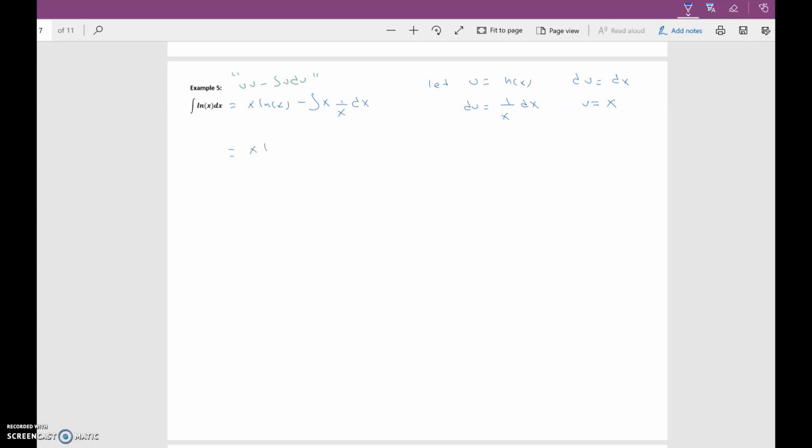So we're looking at x ln of x minus the integral of dx, since your actual x's cancel out. So we're looking at evaluating just an x ln of x minus technically x plus the constant of integration. So that would be our final answer, which happens to be the general formula of the integral of ln of x.